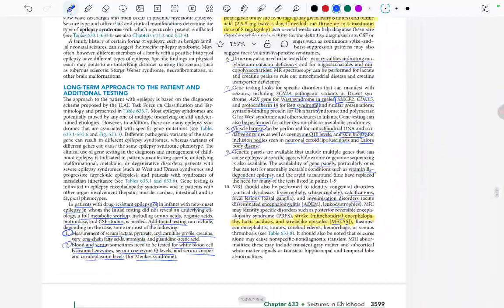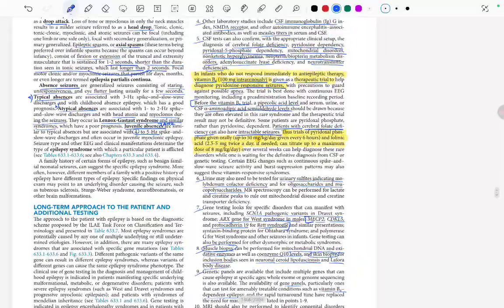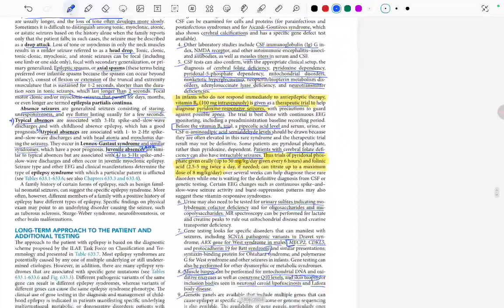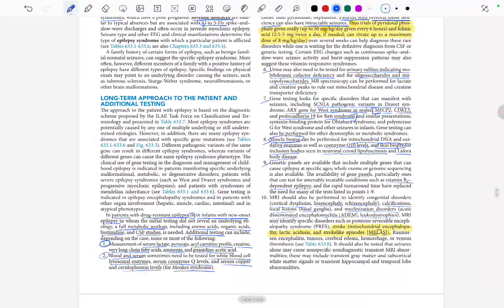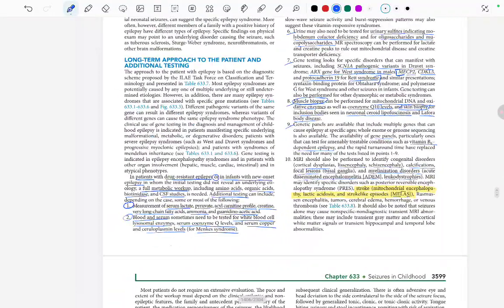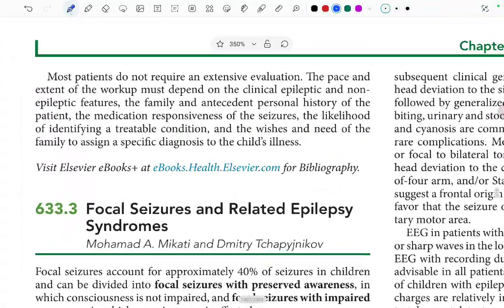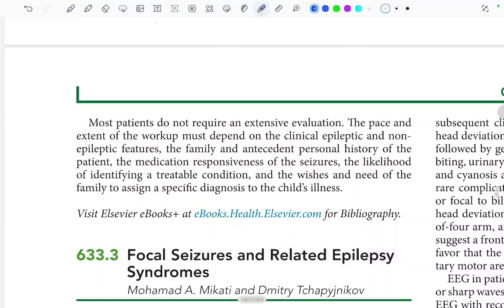So these were the rare diseases which are not routinely tested for in patients with seizures, but if we are not able to find the cause, then these tests can be considered. Most patients do not require an extensive evaluation. The pace and extent of the workup must depend on the clinical epileptic and non-epileptic features, the family and antecedent personal history of the patient, the medication responsiveness of the seizures, the likelihood of identifying a treatable condition, and the wishes and need of the family to assign a specific diagnosis to the child's illness.